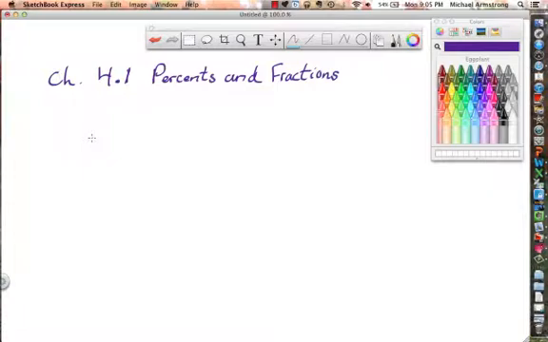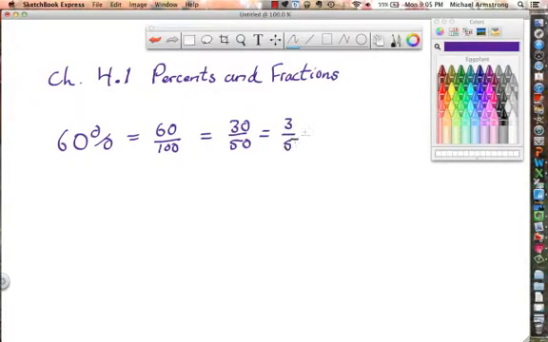We have to remember that a percent and a fraction are very similar to each other. A percent is interesting because it's a part of 100. So 60% is the same thing as 60 out of 100. Okay? It can be written like this. It can also be written as 30 out of 50, or 3 out of 5, or it could even be written 6 out of 10. We could write decimals about 60%.